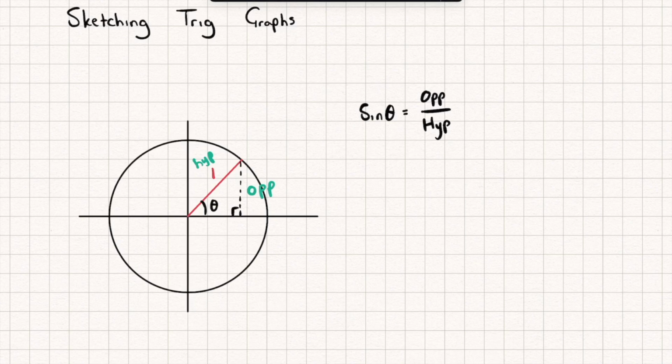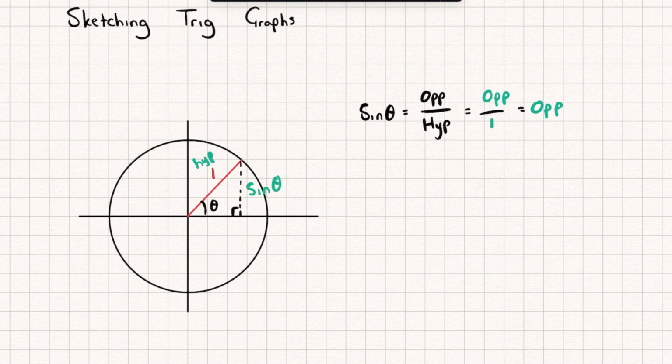So let's rewrite this. It's the opposite side, which I still don't know, so I'll leave it as the opposite, but that's now divided by the hypotenuse, which has a length of 1. Any number divided by 1 is just itself, and so we found out that sine of theta is just equal to the opposite side. So the opposite side is equal to sine of the angle.